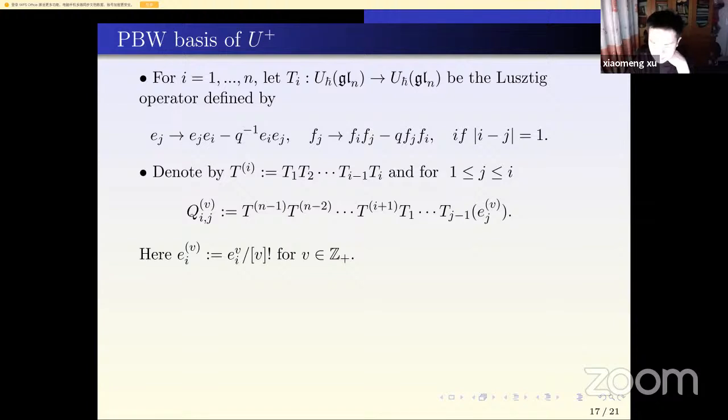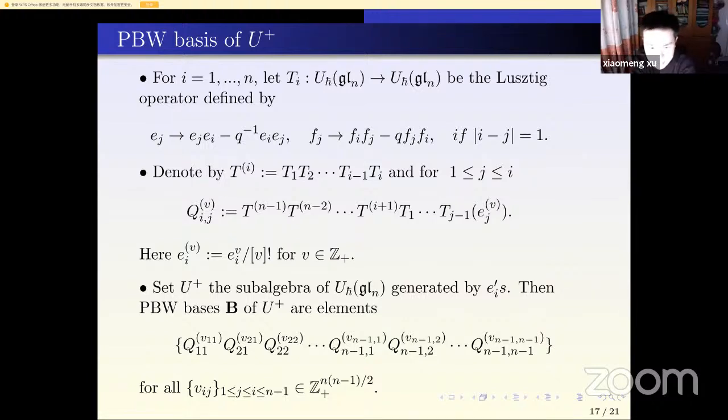These are given by certain preferred orders of the root vectors. But in the definition of quantum groups, the generators are only given by E1 to EN, which we should think of as the simple roots. And Lusztig introduced certain operators to produce all the root vectors from the simple ones. Using these operators, one can define the analog of root vectors for the quantum group. And then the PBW basis is simply, roughly speaking, a preferred order of the root vectors. So this is the PBW basis of the quantum group, or the positive part of the quantum group, where this U^+ is the subalgebra of the quantum group generated by the E_i's. So this is a PBW basis.